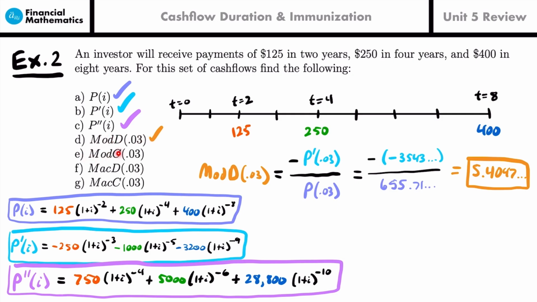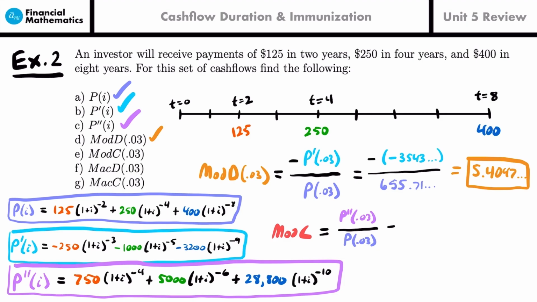Now we want to calculate the modified convexity using a 3% interest rate. And so remember that the formula for a modified convexity is very similar to the formula for a modified duration, except instead of using the negative first derivative in the numerator, we'll use the positive second derivative. Here's what I'm talking about. The modified convexity will be equal to the second derivative evaluated at 3% or 0.03, divided by the original present value function evaluated at 0.03.